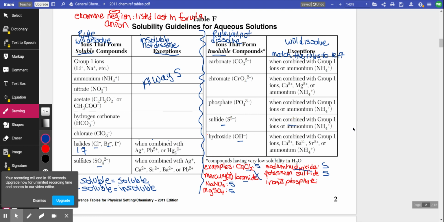So now I have iron Roman numeral 2 phosphate, that's our last one. Phosphates are not soluble unless it's with group 1 or NH4. Is that in group 1? No, so it's insoluble. All right, so that wraps up our quick guide to table F.